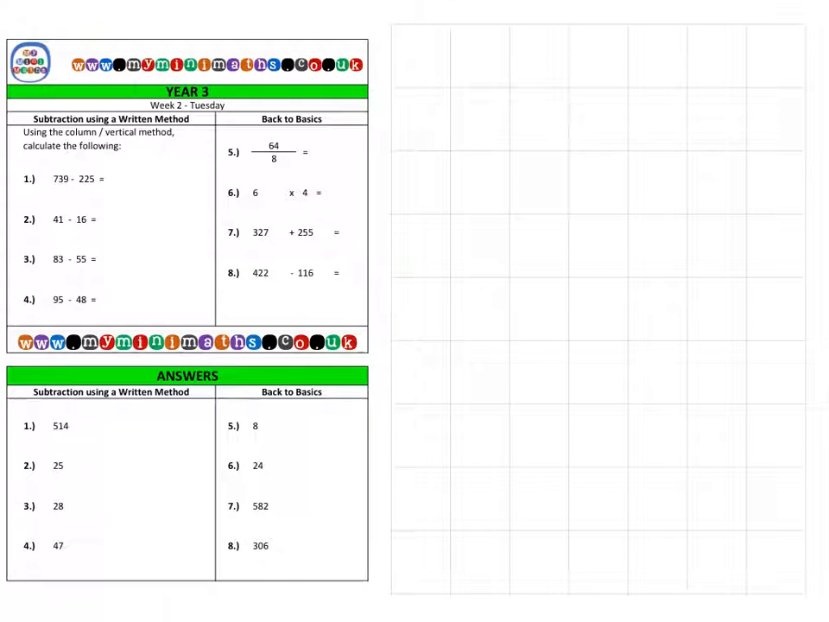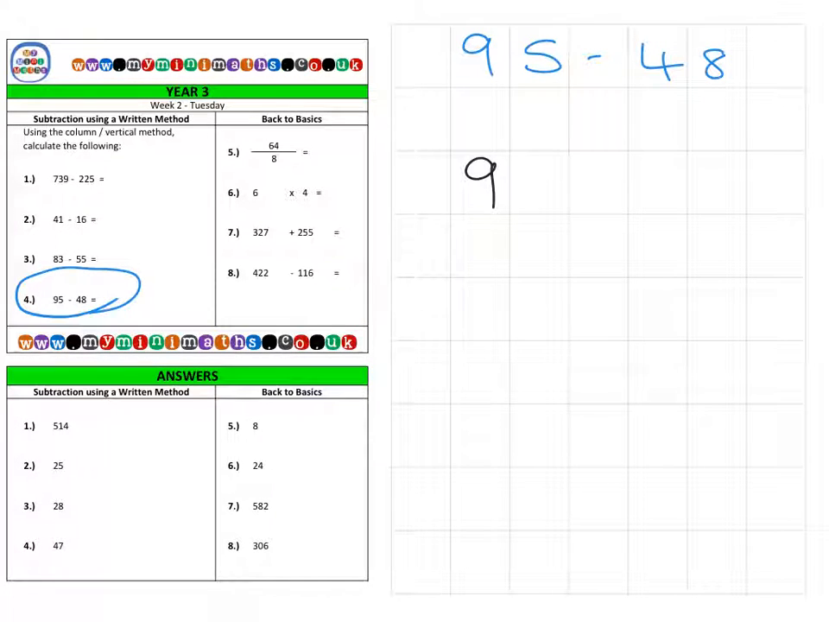And finally, question 4. We're going to start with 95, and we're going to take away 48. So we have 95. We're going to subtract 48. So start with the units.